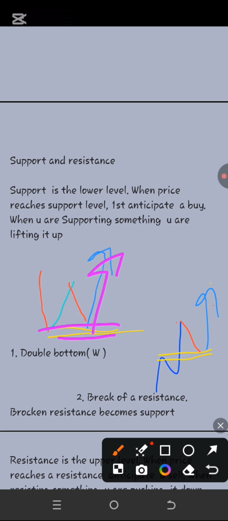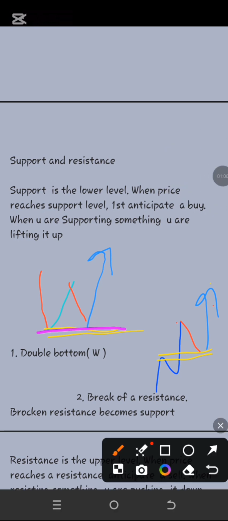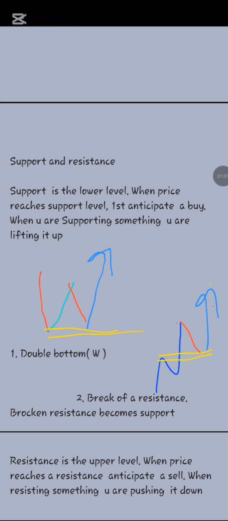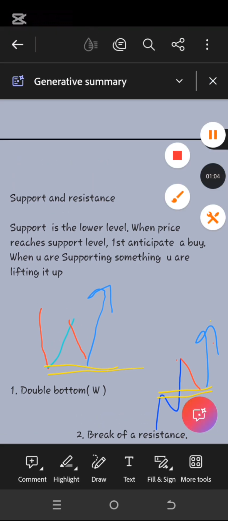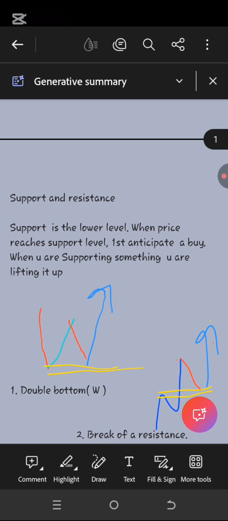What I want you to know about support and resistance is that you don't have to look at it as a single line, but as a zone. Remember, keep it as a zone. When the market pulls back over here, it doesn't pull back exactly to this point, but it can play around that area before it continues going to buy.